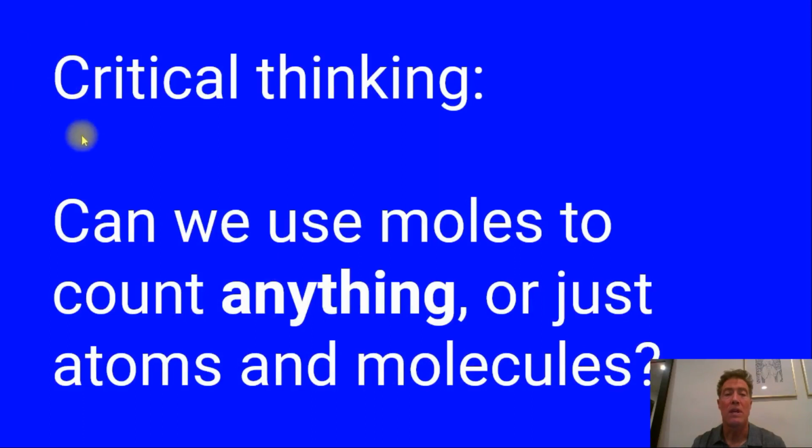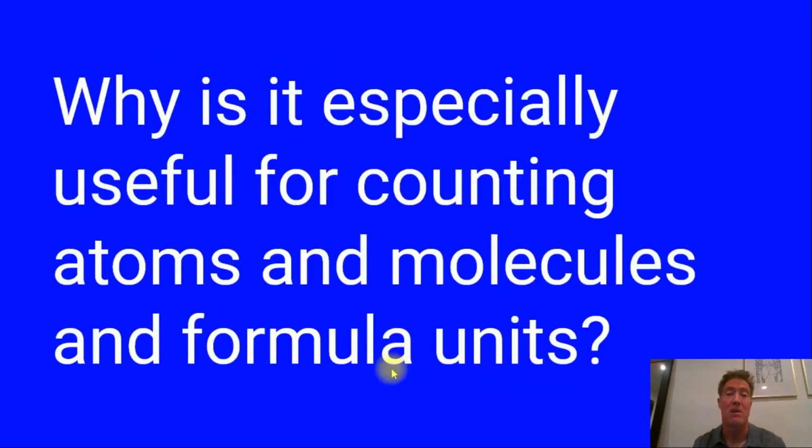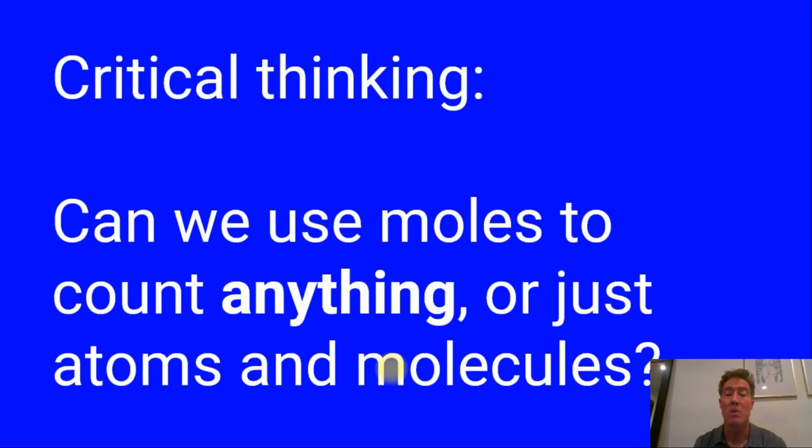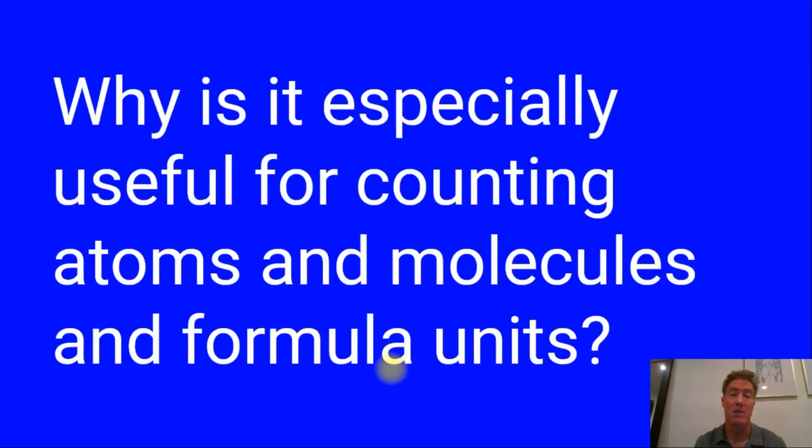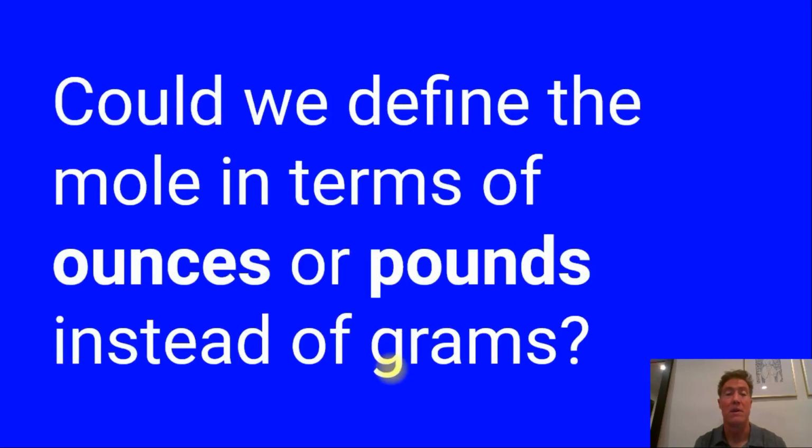So, critical thinking. Can we use moles to count anything? Or just atoms and molecules and ions and ionic compounds? Well, of course, we could use moles to count anything, but it's especially appropriate to use them to count these things because these things come in such incredible tiny quantities. And so even just a tiny handful of them is going to be an astonishingly large number. So we need some unit that can accommodate that and give us a usable amount, a weighable amount. And that's why it's especially useful counting atoms and molecules in formula units.